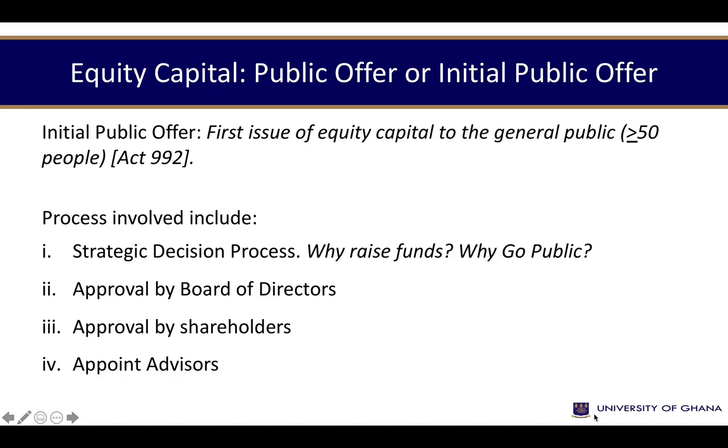Now, when it comes to equity capital and we want to go public, the first time we issue equity capital to the general public, we refer to that as the initial public offer. So the term reflects initial public offer. And that means that typically you're issuing to more than 50 people based on the relevant acts that control companies. Now, the processes involved are these: you take the strategic decision on why you need to raise funds and why you need to go public. This gives you a clear sense of direction in how you're going to proceed.